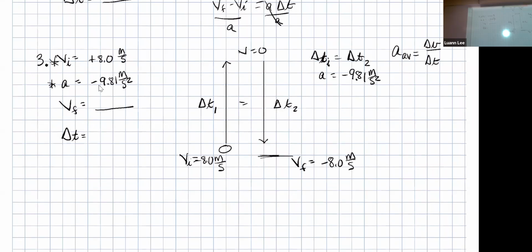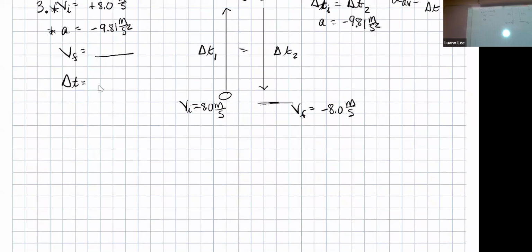I still have to do 3D. I just have to do a formula there. You do, and remember you have time in 2 directions. You have up and you have down. So your calculation is probably going to give you one of them, but the time is going to be equal both ways. So you just multiply by 2.